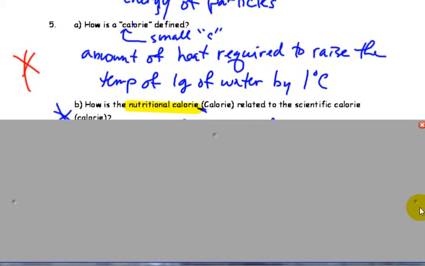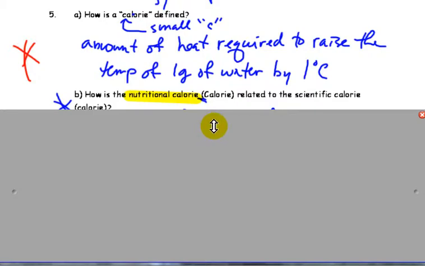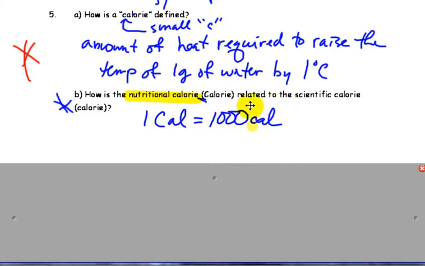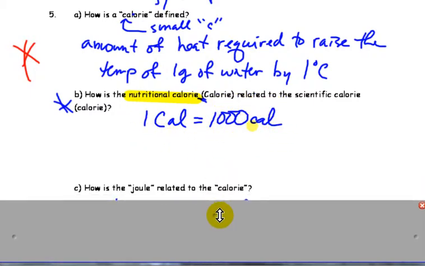And how is that related to that calorie that's on the back of food items, whether it's a bag of chips or granola bar, etc.? 1,000 of these scientific calories is equal to 1 big calorie. So if you have a 500 calorie burger, that's what it says on the wrapping paper, that actually is 500,000 scientific calories. So the nutritional calorie has nicer numbers to work with, whereas the scientific calorie is a smaller unit, therefore we need a bigger number to discuss that one.